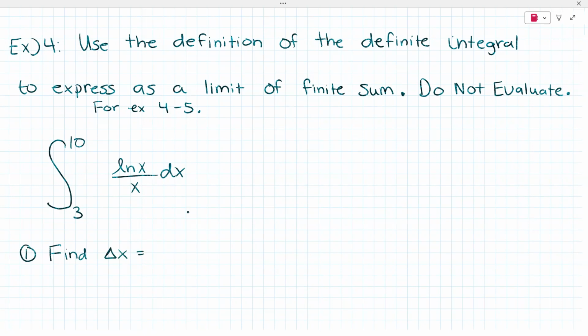Okay, so delta x is going to be b minus a over n. So what is that going to be? 3 is our a, and 10 is our b, right? So it's b minus a, so it's 10 minus 3 over n. Okay, so 10 minus 3 is 7 over n. So that is our delta x.